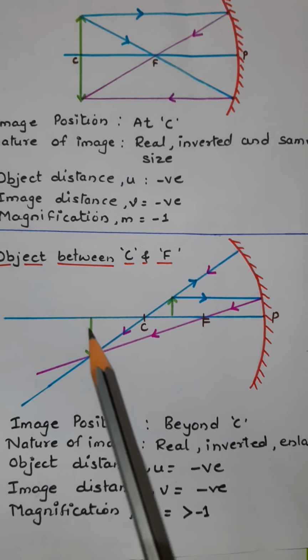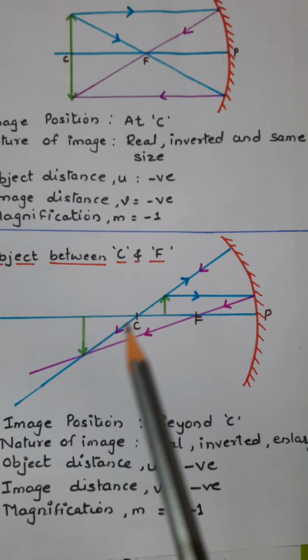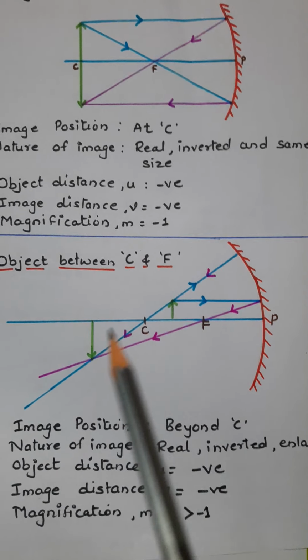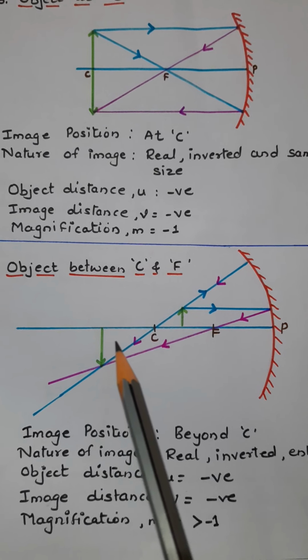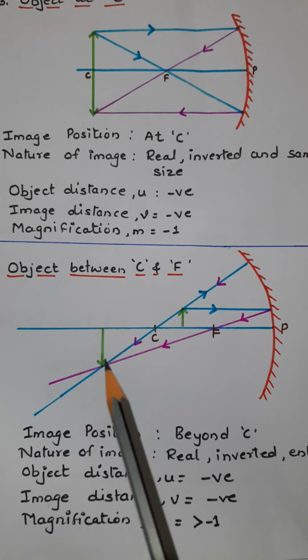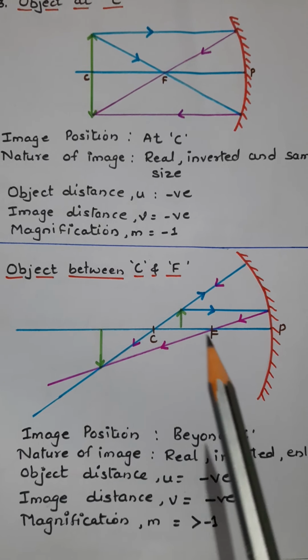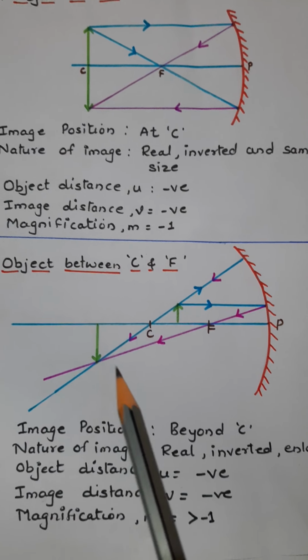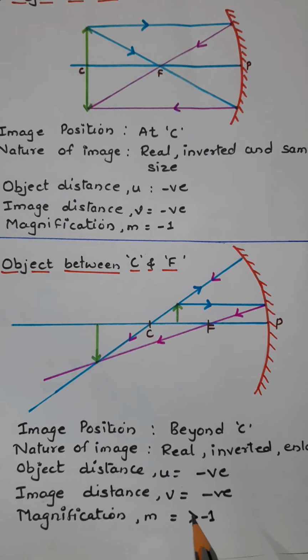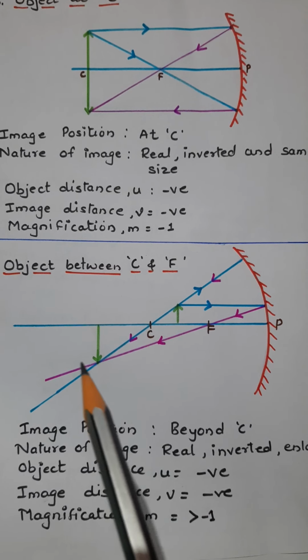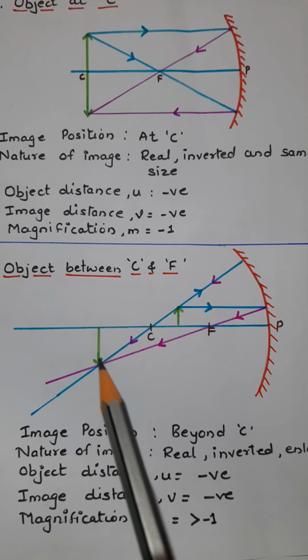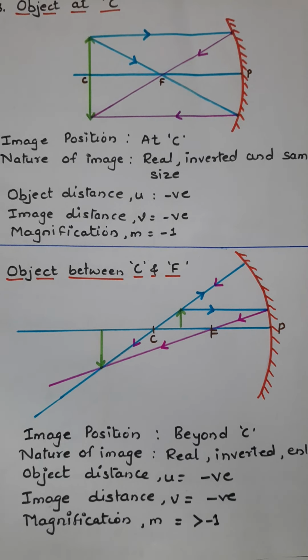Nature of the image will be real, inverted and enlarged. You can compare the size of the object and the size of the image formed. As per the sign convention, object distance and image distance both are negative in this case, and magnification will be more than -1. More than sign indicates the size of the image which is enlarged in this case. Negative sign indicates the formation of real image.